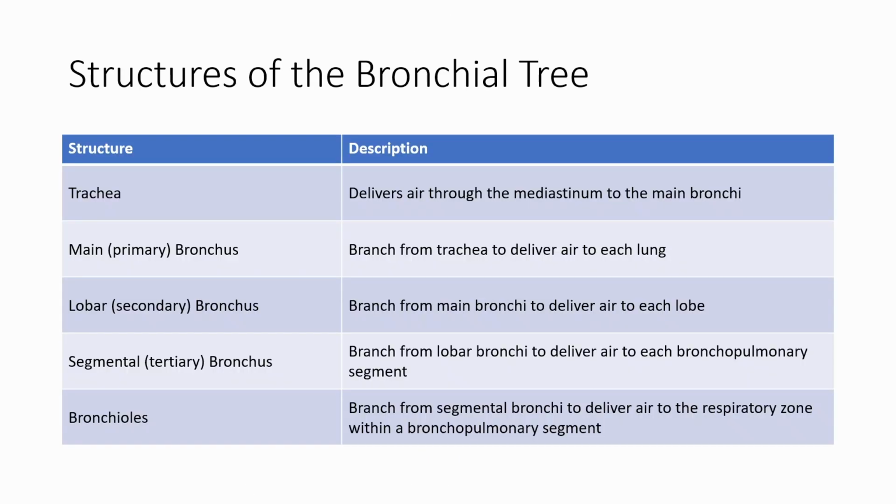So if we look at the structures of the bronchial tree, we have the trachea. This is again like the tree trunk. This is going to bring air through the mediastinum to the main bronchi. We get to the main or the primary bronchus. This is branching from the trachea to split into each lung. The lobar bronchus is going to go to each lobe, so 3 on the right, 2 on the left. The segmental or the tertiary will then go from the lobes to each of the segments, and then the bronchioles will go from a segment to an actual respiratory zone where we get to the alveoli where we're doing the actual real gas exchange.